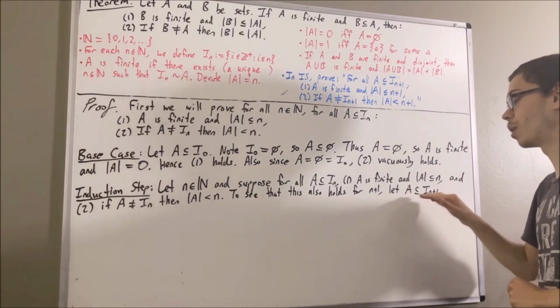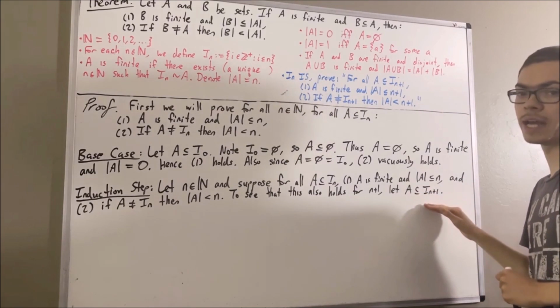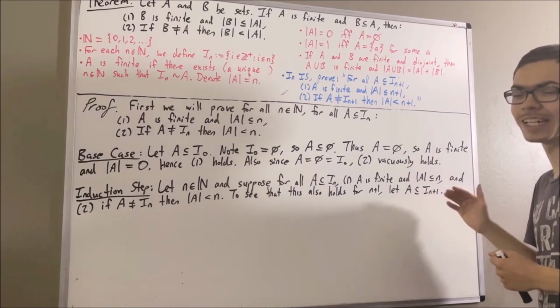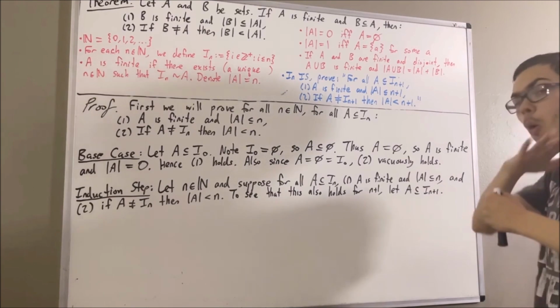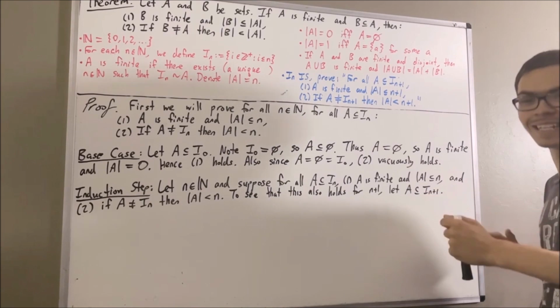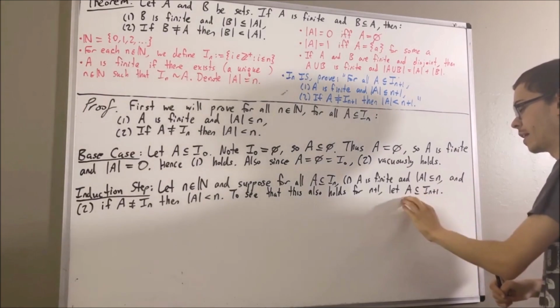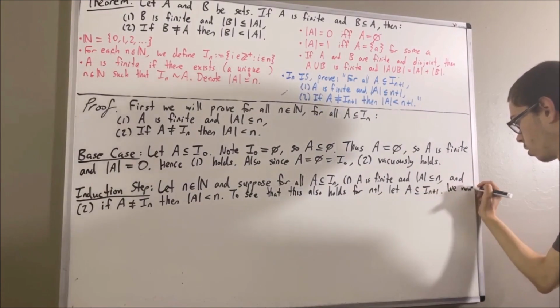Either A is equal to I(n+1), or A is not equal to I(n+1) and n plus 1 is not an element of A, or A is not equal to I(n+1) and n plus 1 is an element of A. Let's start with the first case where A is equal to I(n+1).